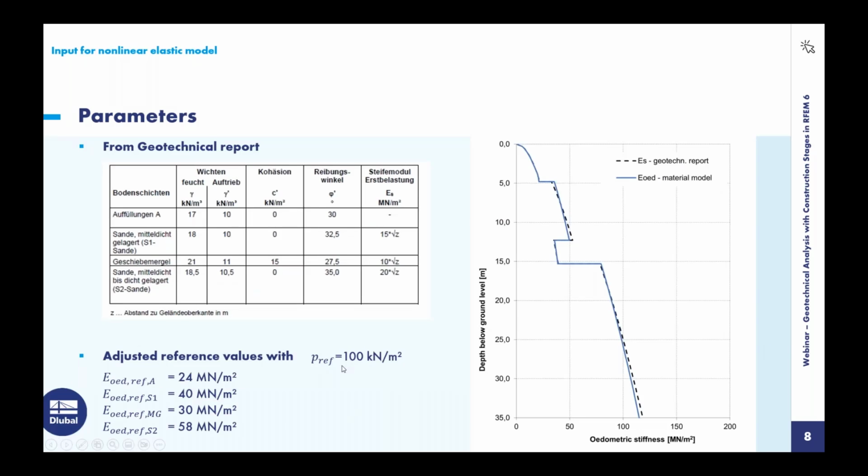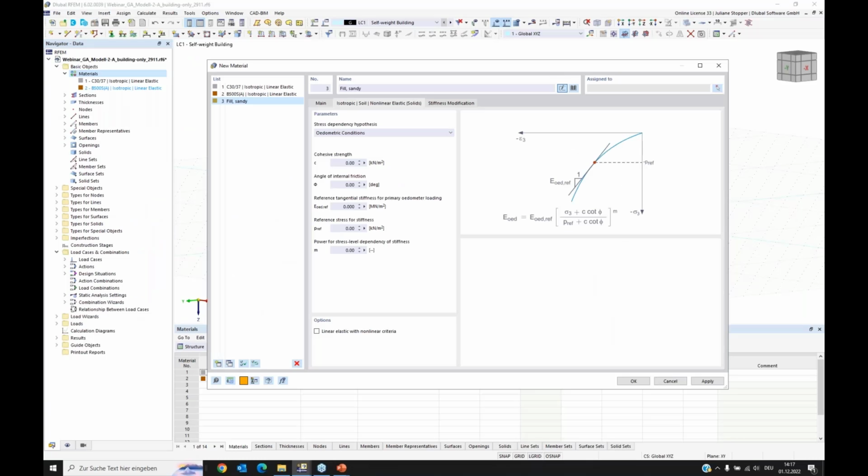I filled in the m value here for sand. It is 0.5. And I used a reference value for the stress of 100 kilonewton per meter square. Then I checked that the result fits to the tested stiffness, the oedometric modulus, and it fits quite well if I use the reference value for the oedometric modulus like it is shown in here. And these values I can now enter in my dialog. So therefore I switch again to the program and we start to fill in the parameters we need.